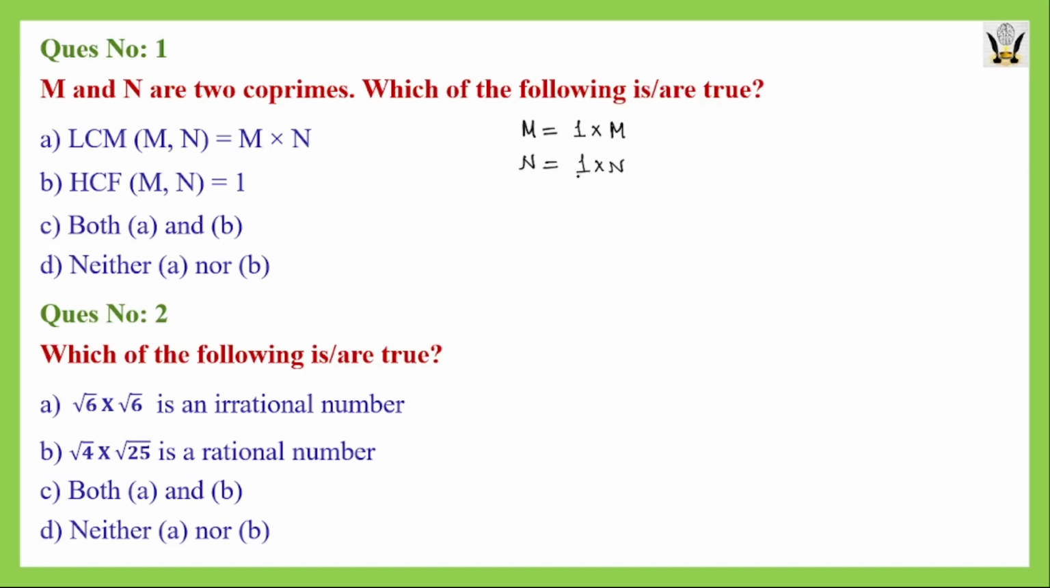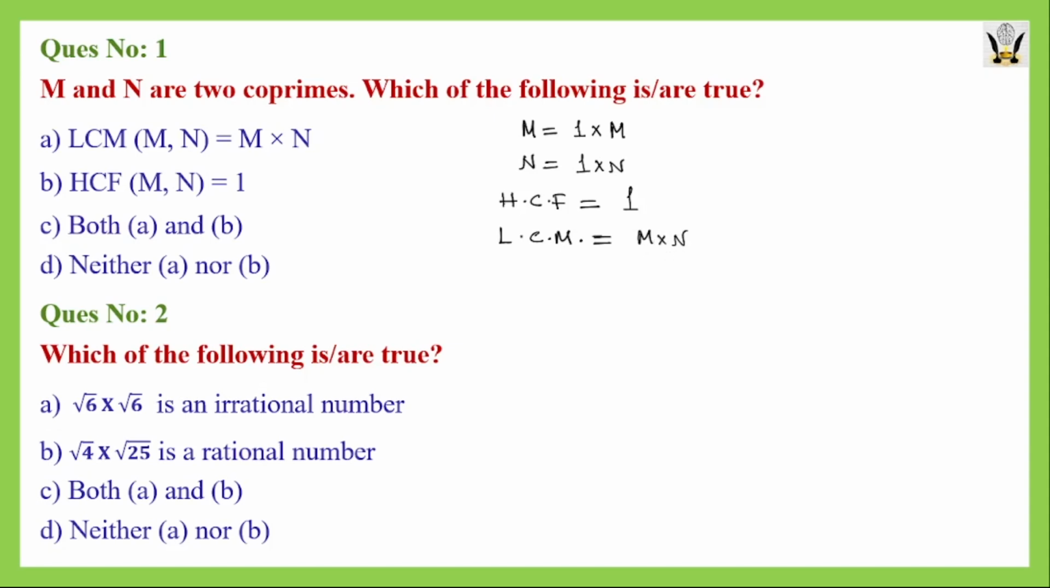But since m and n are two coprimes, 1 will be their common factor. Now between these two coprimes, if we take HCF, so HCF means highest common factor. Here they have only one common factor, which is 1. So highest common factor will be 1. And if we take LCM, as we know m and n are coprime, between m and n there will be no more common factor. So their LCM will be simply the multiplication or product of these two numbers.